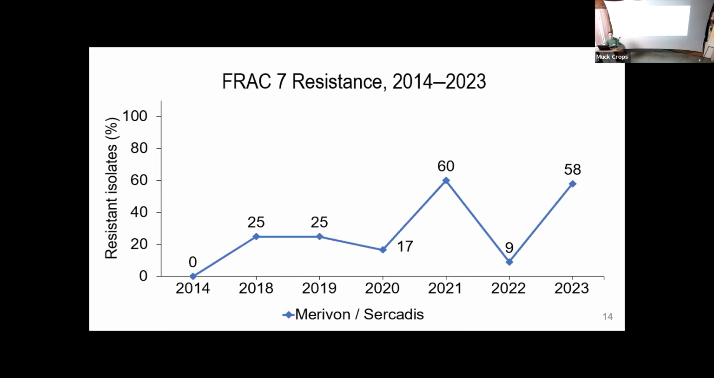Then we did a study looking at the increase in resistance over time to Miravon or Circadus. That's the FRAC group 7 active ingredient in these products. So in 2014, we see that none of our isolates are resistant. Then by 2018 and 2019, we see that about a quarter of the population has some level of resistance, which increases to about 60% in 2021. We did see a bit of a reduction in 2022, which could have been due to the way we took the samples that year. And then we see again about 60% in 2023.